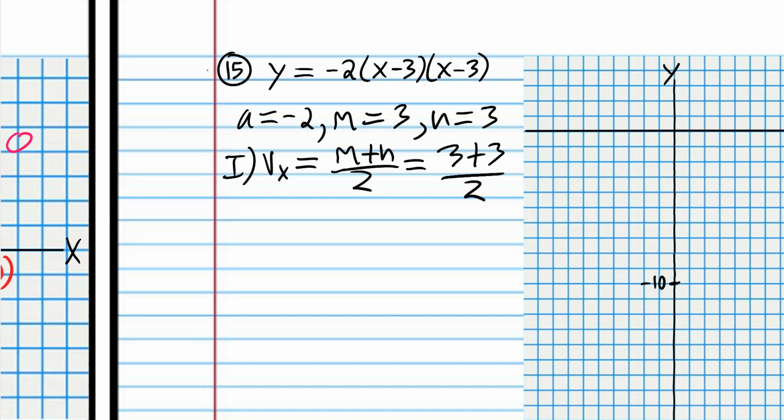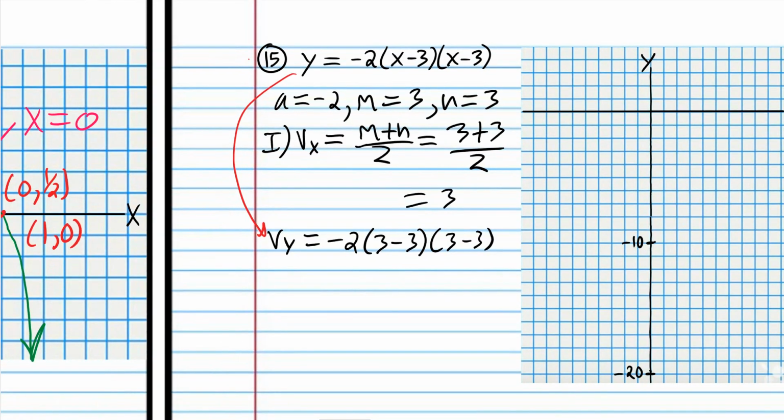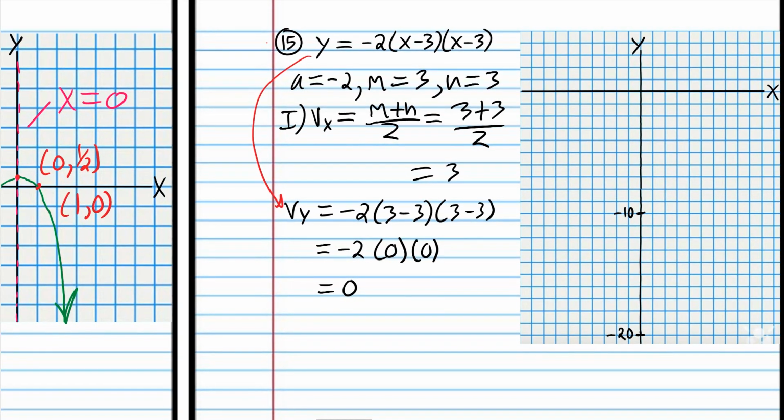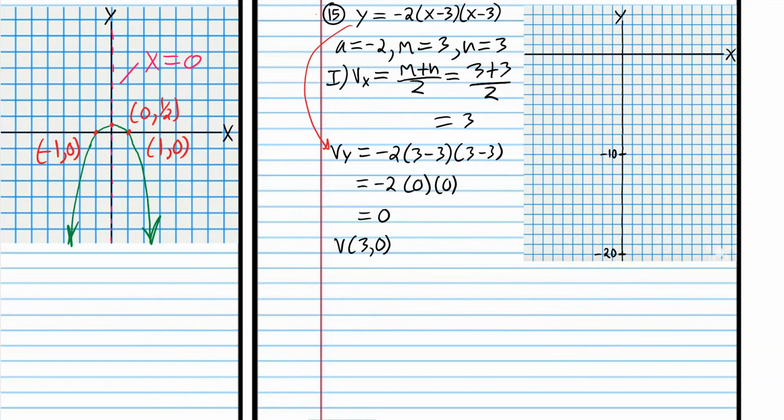3 plus 3 is 6. 6 divided by 2 is 3. And then we're going to find the y value of the vertex using the original equation. So we have 3 minus 3 times 3 minus 3. And that is negative 2 times 0 times 0, which obviously would be 0. So the vertex is 3, 0.